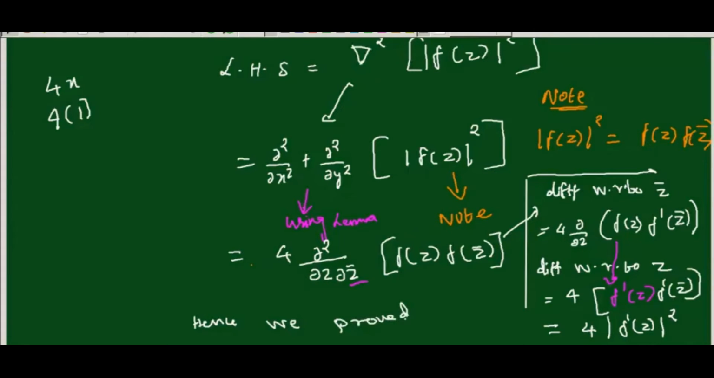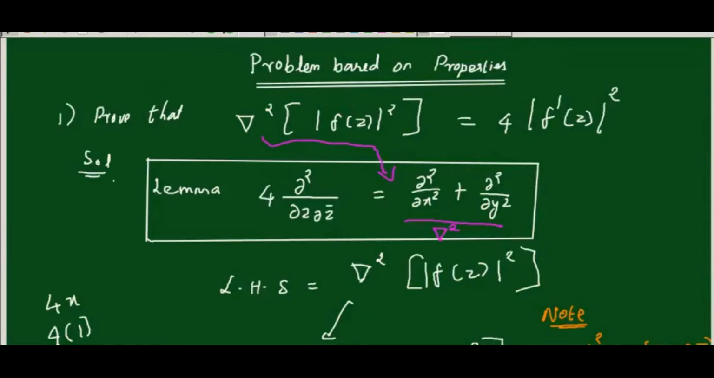So again, I'll tell you. del square of modulus of f of z whole square is equal to 4 times modulus of f dash of z whole square. So what we are doing is using yesterday's problem. That's why I have given the lemma here, because I'm going to apply this lemma. So del square is nothing but the Laplace operator, dou square by dou x square plus dou square by dou y square.